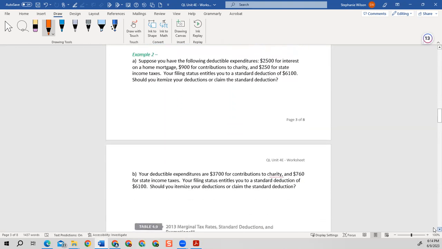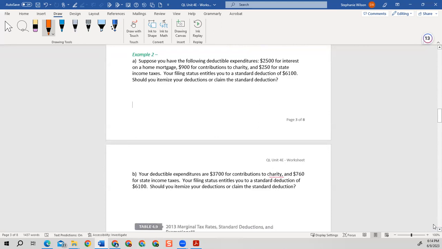Example 2 says, suppose you have the following deductible expenditures. You have $2,500 in interest on a home mortgage, $900 on charity, $250 on state income tax, and you have a filing status of standard deduction of $6,100. Should you itemize, or should you claim the standard deduction?